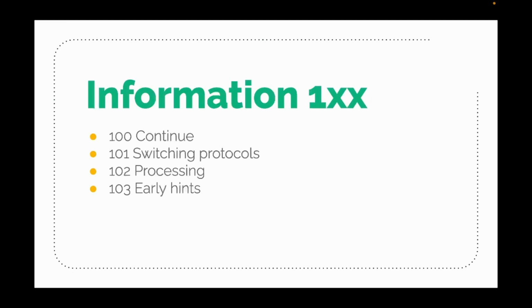So 100 is continue. When the client wants to send some information which is really very large, it can convert it into different parts and send them one by one, whereas once the server receives this request, it can tell the client to continue, send me the next one and the next one.